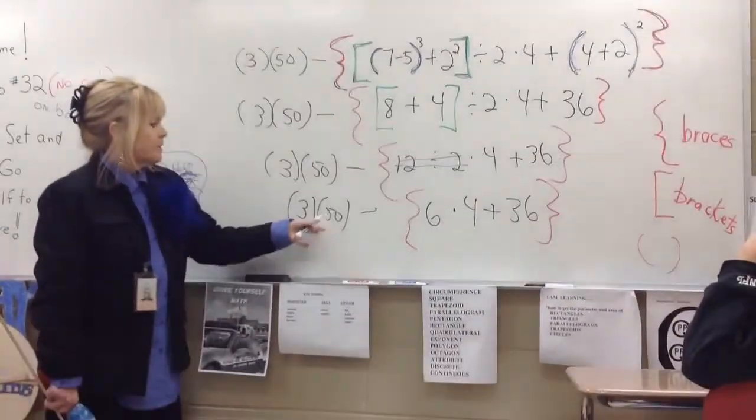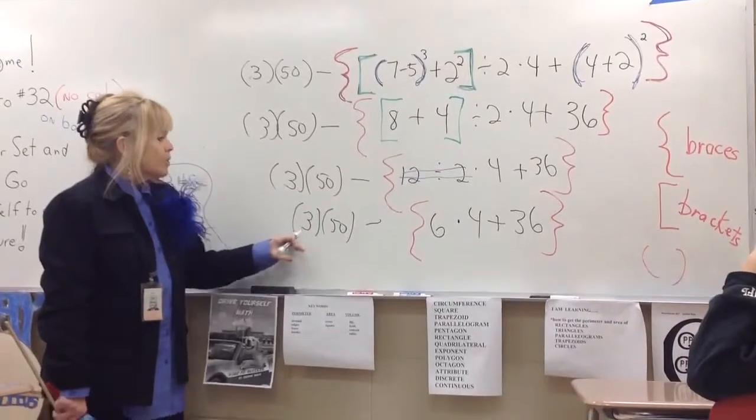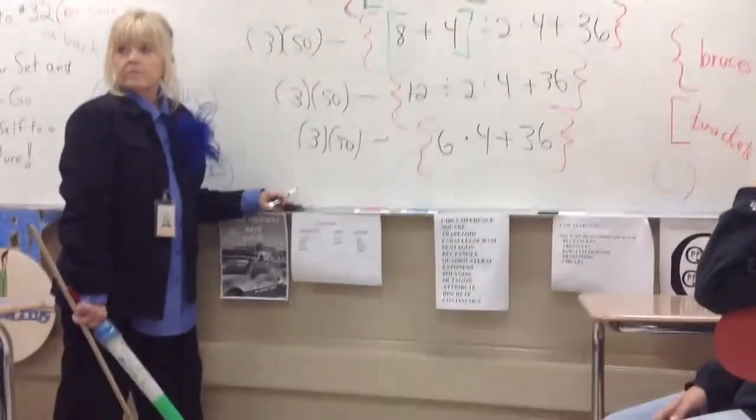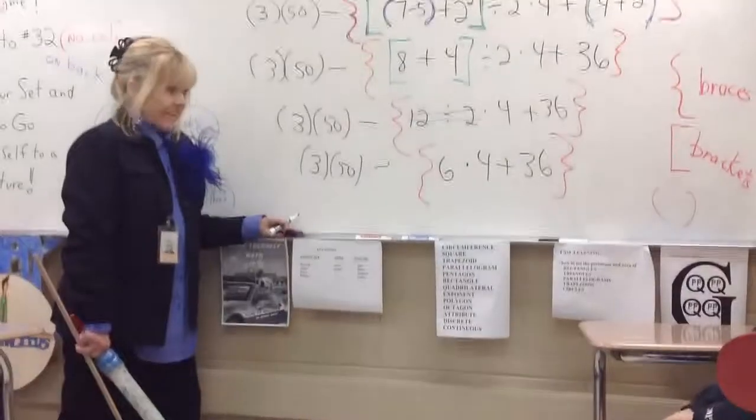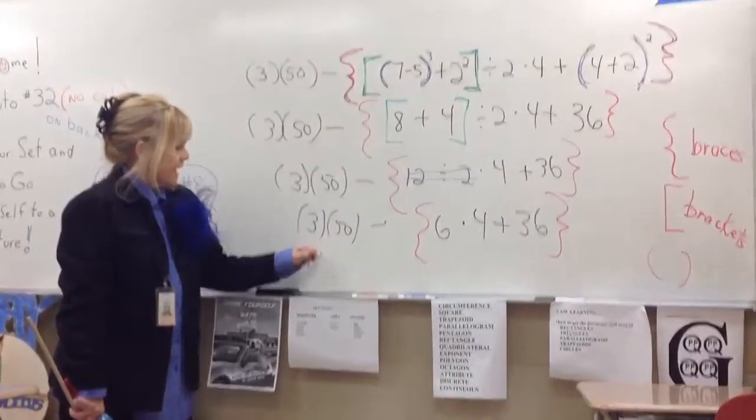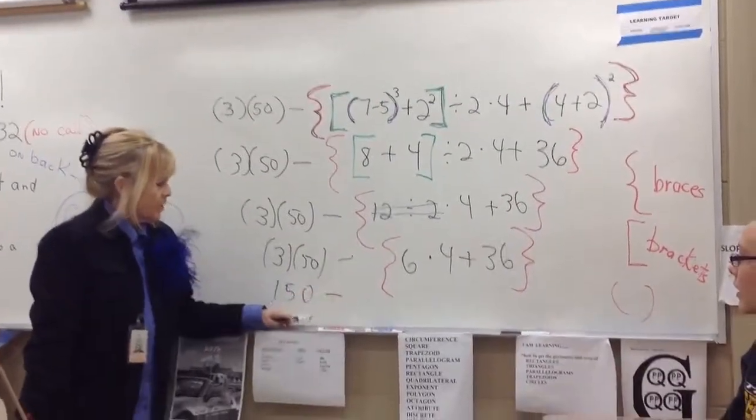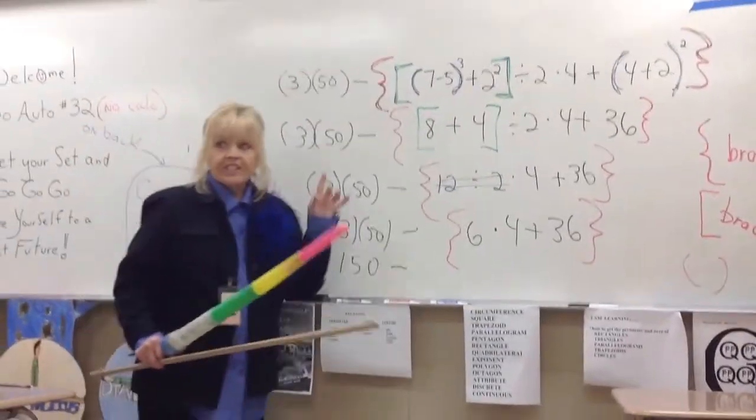What's 3 times 50? 180? No. What's 3 times 5? 15. It's 150. So I'm going to put 150 and bring down my takeaway. Now, always do everything in parentheses first.